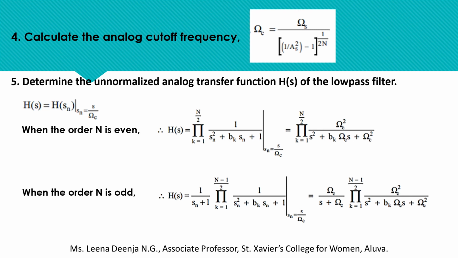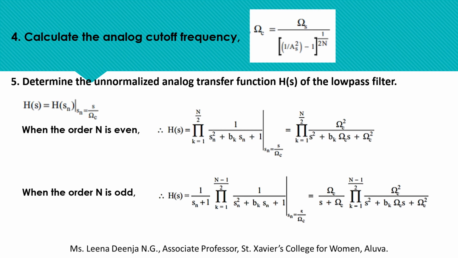The fourth step is to calculate the analog cutoff frequency omega c equal to omega s by (1 by A square minus 1) whole raised to 1 by 2N. Fifth step, determine the unnormalized analog transfer function H of s of the low-pass filter. H of s equals H of Sn at Sn equal to s by omega c.